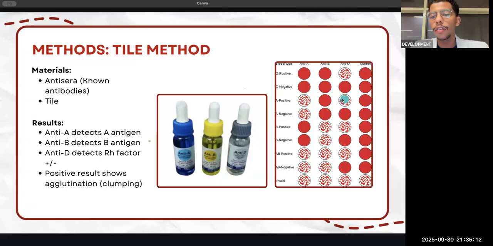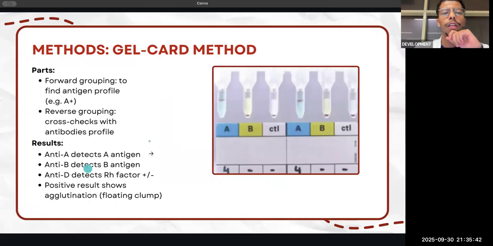Okay, so let's take another example here. For example, AB positive. Now, AB has both A and B, so the antisera that we have in the wells are going to attack what? The antigens that are found on the patient's blood. When they do that, they're going to clump up together, and it's going to give us a positive result for anti-A, a positive result for anti-B, and that means it's AB. Whether it's positive or negative here with anti-D, if it clumps up, that means it's positive. So AB positive.